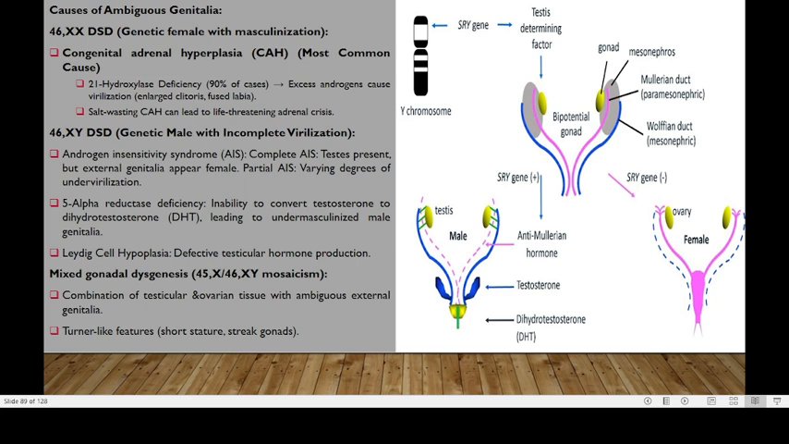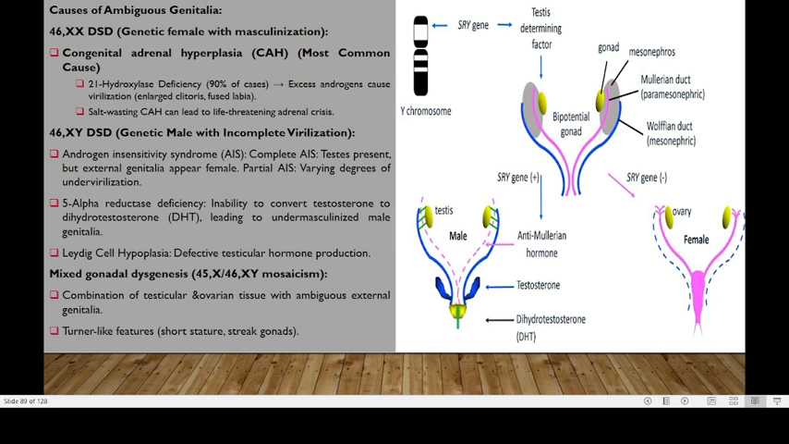For the 46,XY, that is a genetic male with incomplete virilization. So with 46,XY, you expect this one to be a male. But now they could be experiencing androgen insensitivity. So that's what we are referring to, androgen insensitivity syndrome. This can lead to complete AIS, where testes will be present but external genitalia appear female. Or we could have partial AIS, where we have varying degrees of under-virilization.